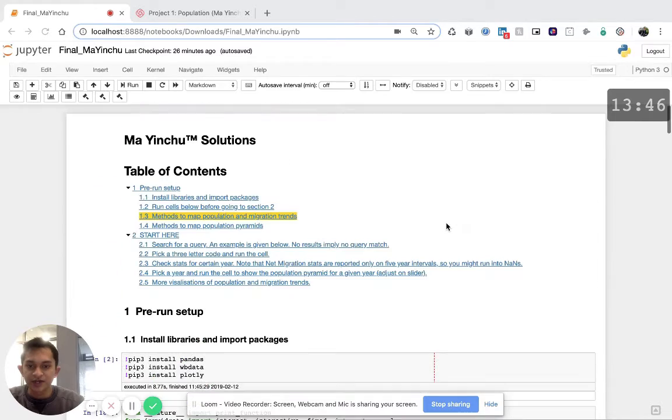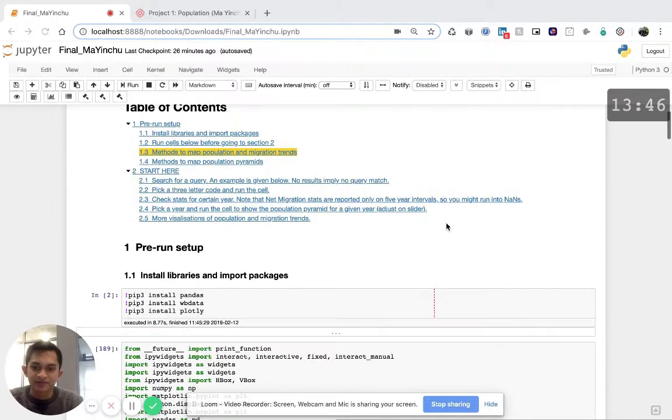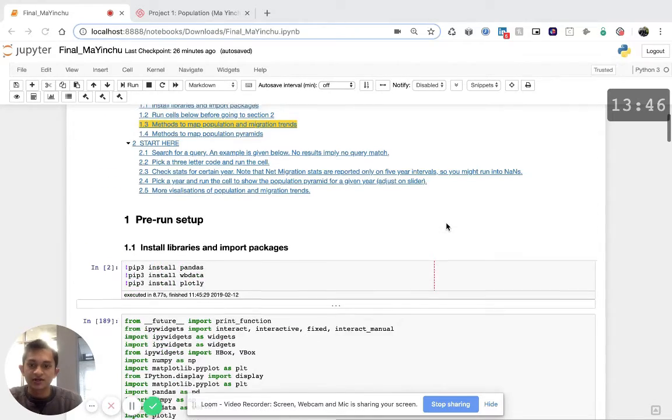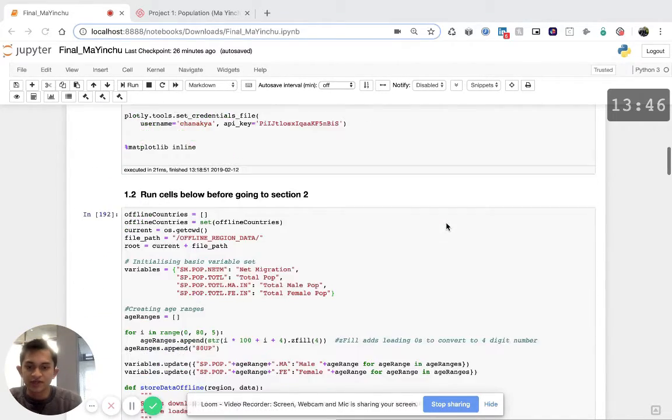So this is our code. I don't want to get into details, and I'll post it online. You start here. There's an easy table of contents. You run these before you set up.